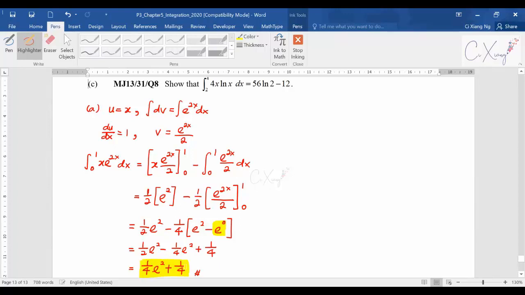You shouldn't have any plus c. So you get only a complete value. So 1 over 4 e squared plus 1 over 4 will be your exact value for this question.